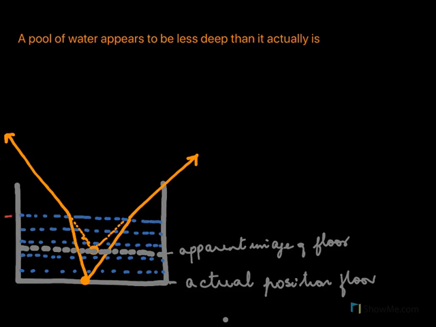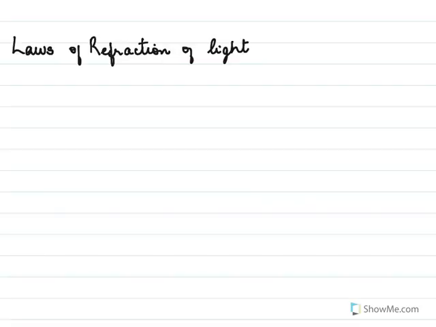The apparent depth of the water is this, but the actual depth of the water is much deeper. This is the actual depth of the water, but it appears much less. It appears just this much. This is again because of refraction. We have seen the different effects of refraction.